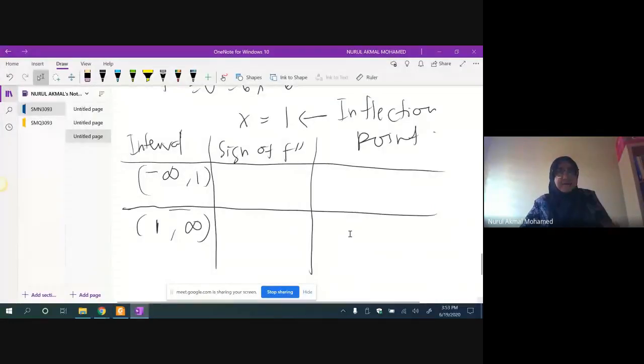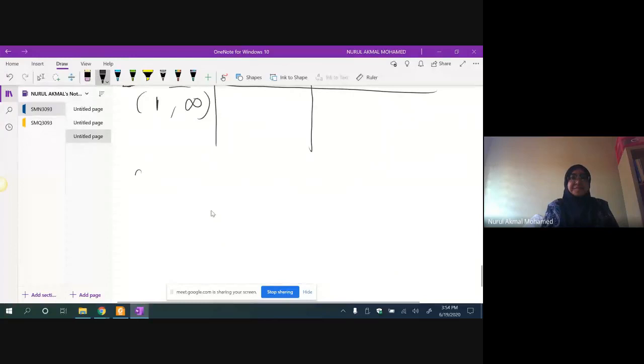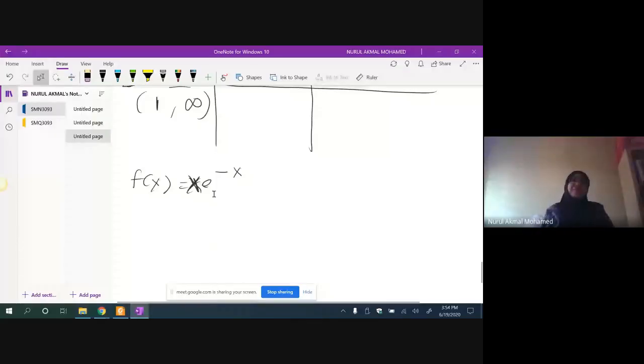Okay, I think, where are we? Example 6: f of x is equal to x e to the power of negative x. First thing, like before, you have to differentiate this function here. So you have to find f prime.